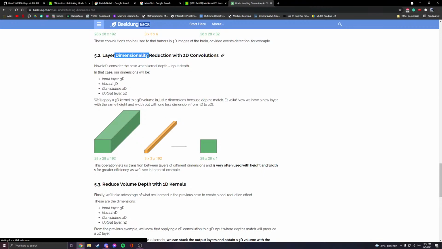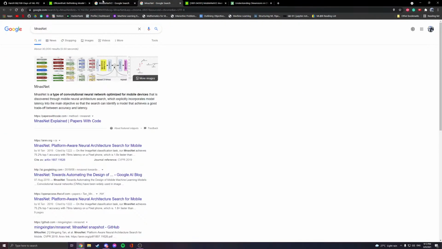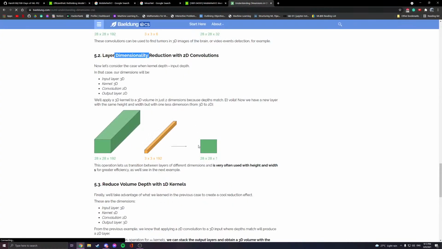So I guess width is the layer, the dimensionality. Is that what I'm getting to here?